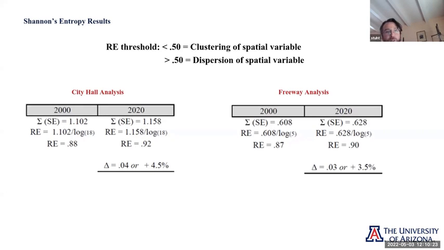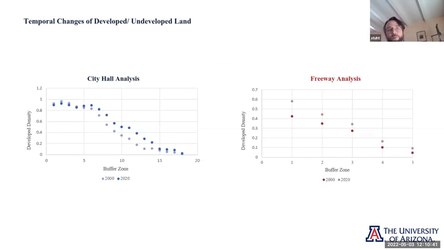And below, you can see the change temporally over those 20-year periods. Both analyses reveal a small increase during the 20-year study period, which indicates a slight, though insignificant, increased rate of spatial dispersion. Here are scatter plots of the two analyses. The developed spatial variable is dispersed where sprawl is present.